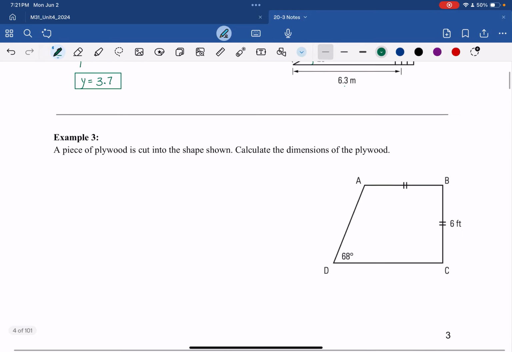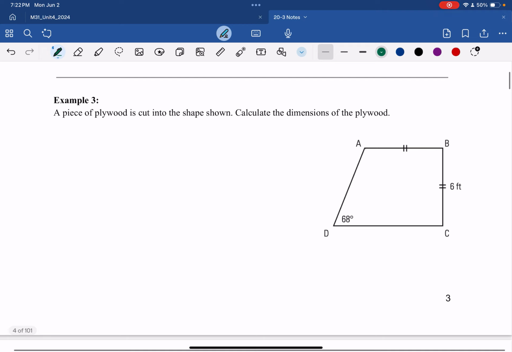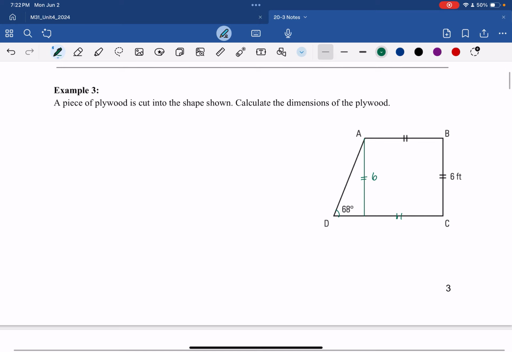Our next practice question is this one here. If you notice, there are no right angle triangles here. However, it does show me that I have two side lengths that are the same. So I'm going to draw a straight line down here. What I know about that is that this side length and this side length are also going to be the same, so that means that this is also 6. And then I have an angle here.